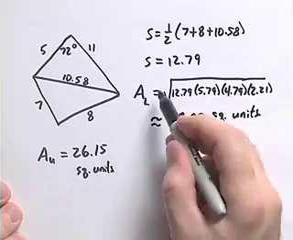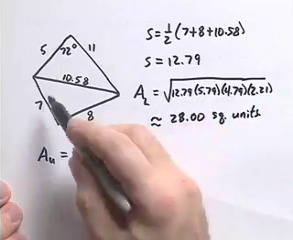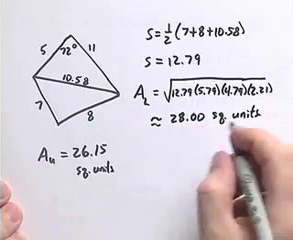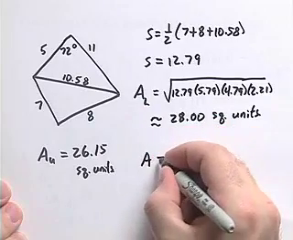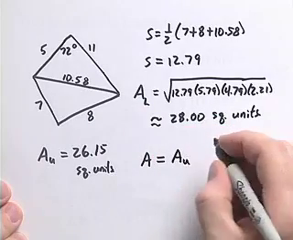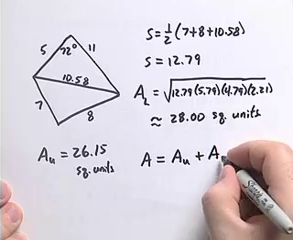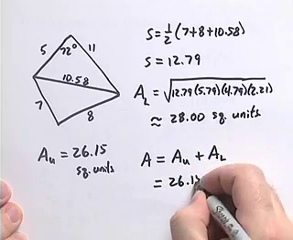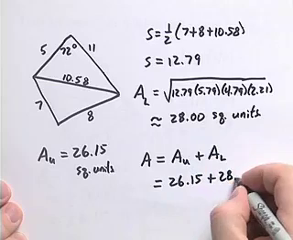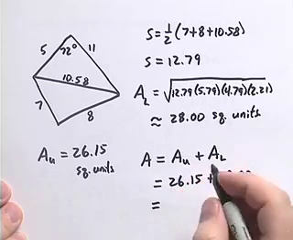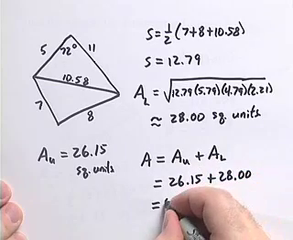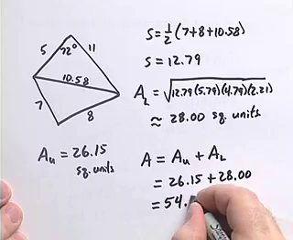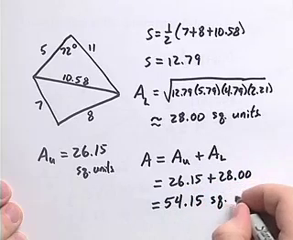Now that we have the two separate areas, we can add those together to get the total area of the quadrilateral. So we'll have that the total area is equal to the area of the upper triangular region plus the area of the lower triangular region. It's 26.15 plus 28.00. And so our total area for the quadrilateral will be 54.15 square units.